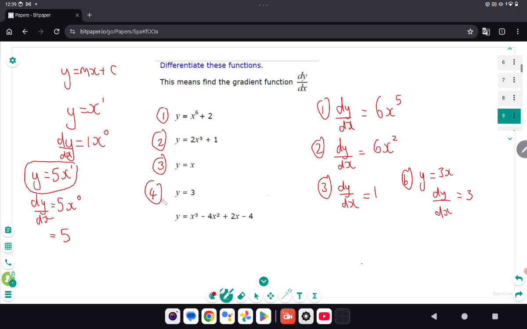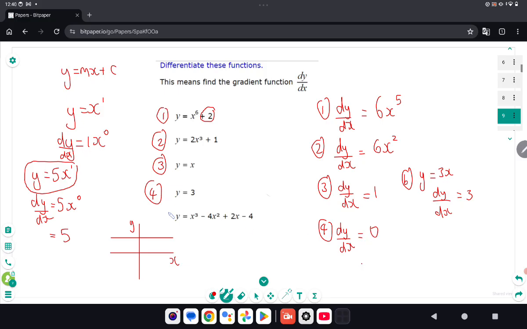Okay, what about y equals 3? Let's have a little think about a graph for this. What would it look like? We sort of discussed this when we discussed ignoring this constant term. So y equals 3 would be a horizontal line going through 3. Well, what's the gradient of that horizontal line? It is 0, isn't it? So dy by dx would be 0.